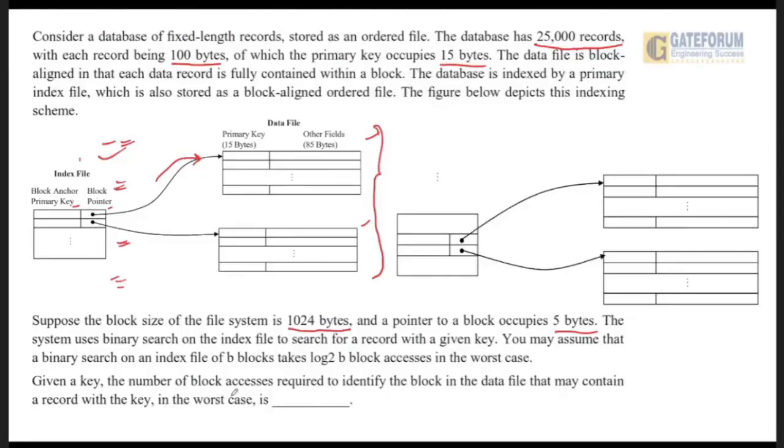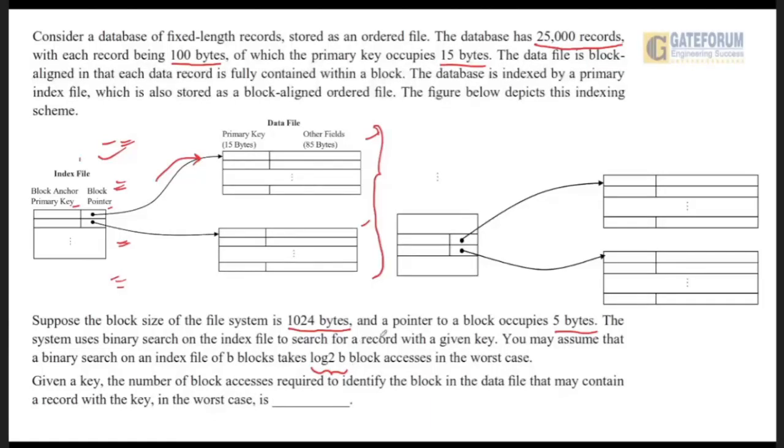In the worst case, it is saying that suppose you have been given some key, then how many block accesses will be required to access that data block with that particular key. So now you can see here it has been mentioned that we have to do the indexing, right? So we should know how many index blocks are there. When we know how many index blocks are there, then only we can perform the binary search, and then we will know the number of block accesses required will be log of B base 2. Okay. So let us start.